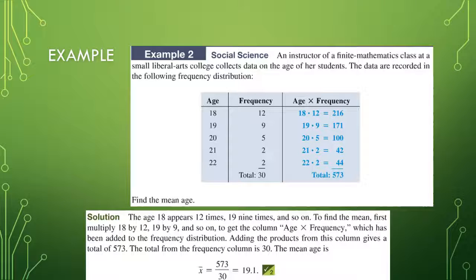All right, so really all we need to do is add up all the age times frequencies, and they've already done that. It's 573. Then we're going to divide by the total of the frequencies, which they already found for us, which is 30. So 573 divided by 30 is 19.1. So the mean age, or the average age of the students, would be 19.1 years.